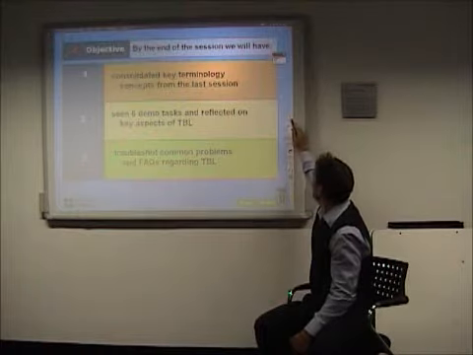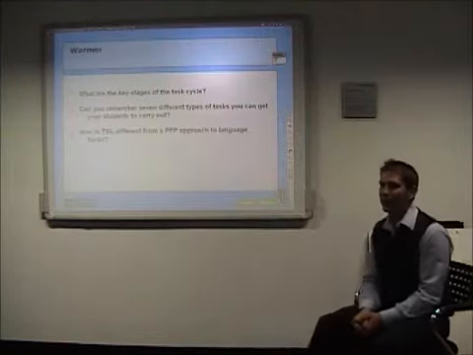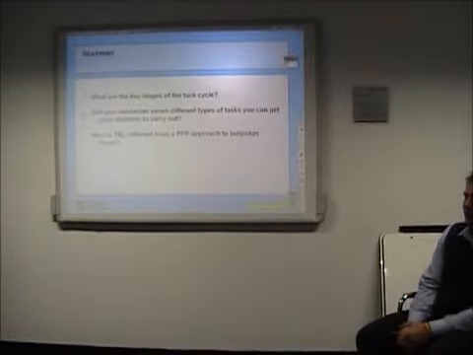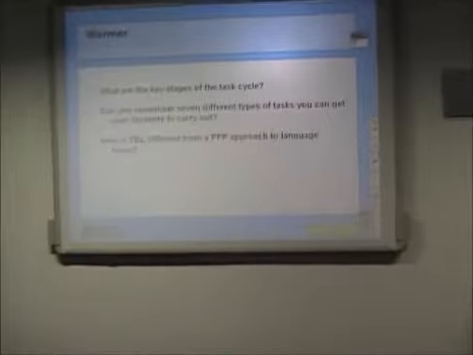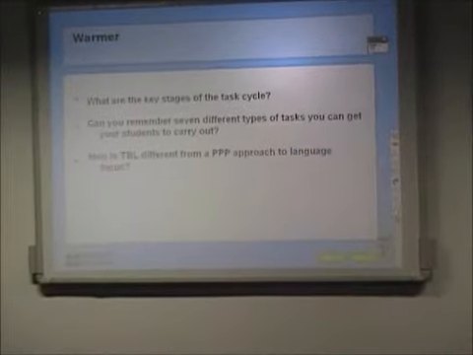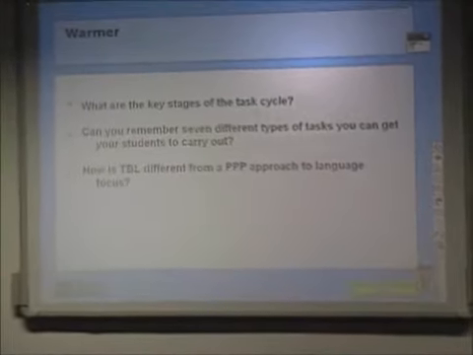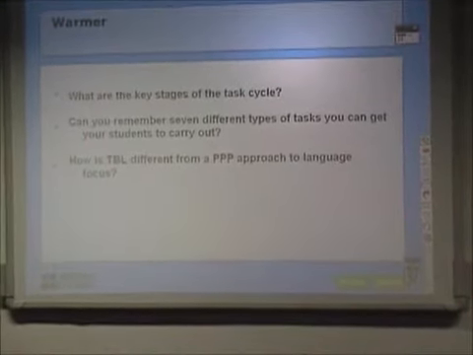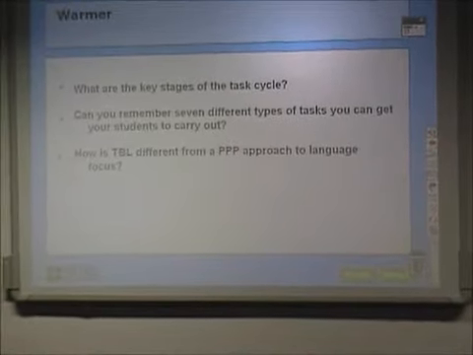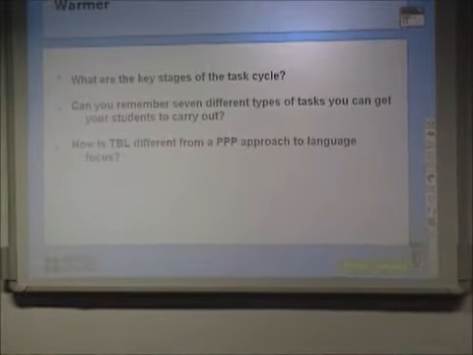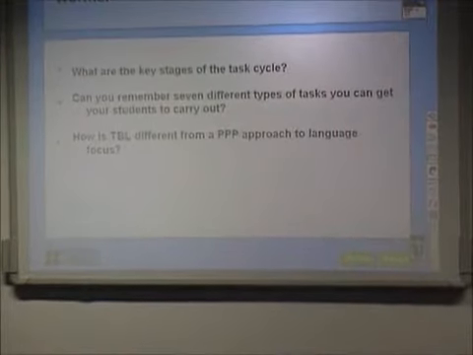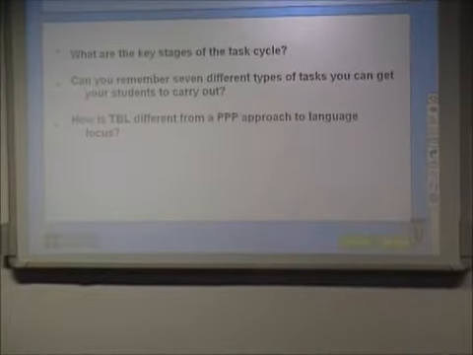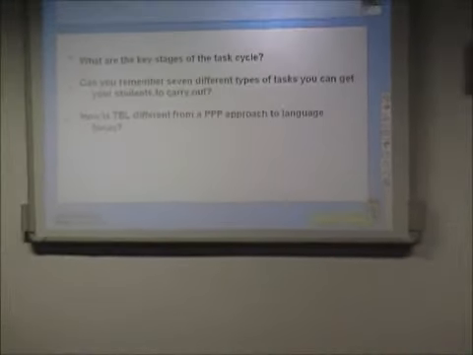Right, so first of all, let's see how much you remember as a little warm-up. So just take a couple of minutes to think about these questions. These questions we covered last session. What are the key stages of the task cycle? Can you remember 7 different types of tasks you could get your students to carry out? And finally, how is task-based learning different from PPP approach to language focus? Give yourself a minute to think about it. See if you're struck by inspiration. No, they don't need to make notes, just have a think about it.